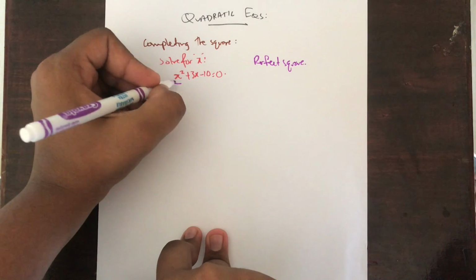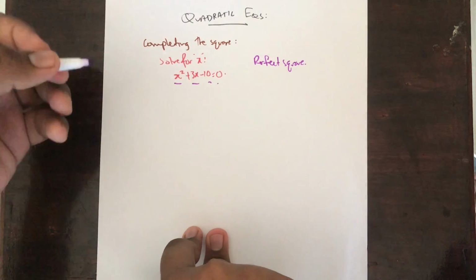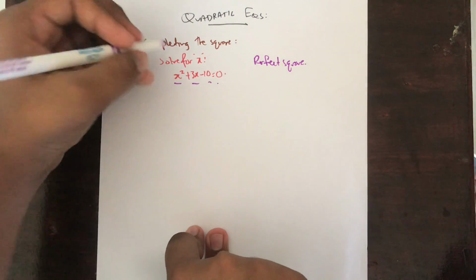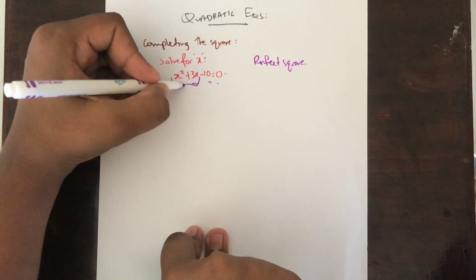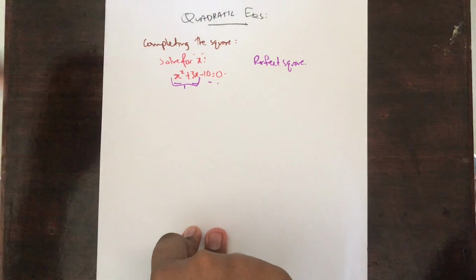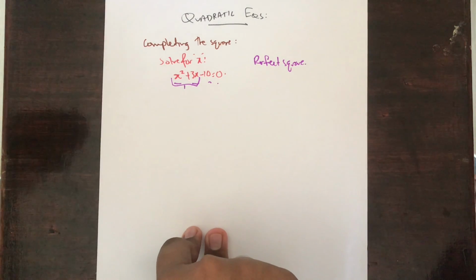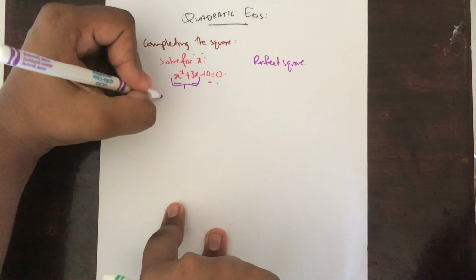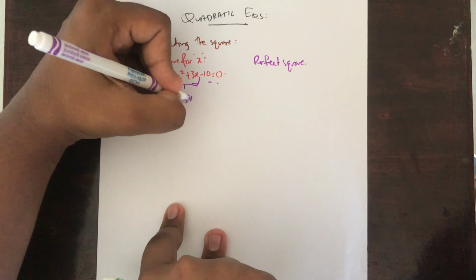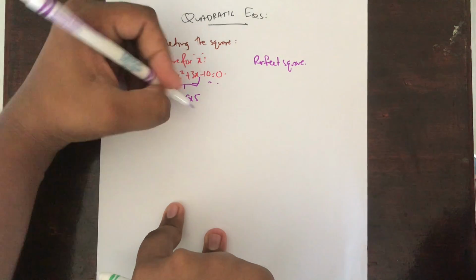You have x squared plus 3x minus 10 which is equal to 0. You need to make sure that these two terms actually become a perfect square. A perfect square is a number that has its own root as a factor. So for example, if you have 25, that gives you 5 times 5. So 25 is a perfect square.